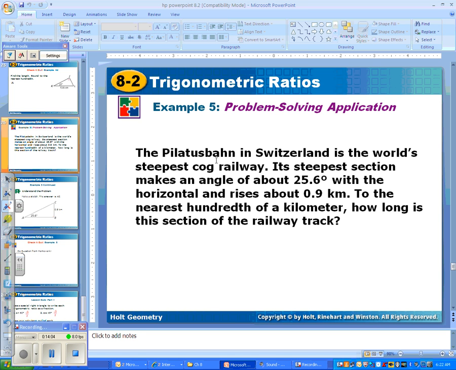The Pilatusbahn in Switzerland is the world's steepest cog railway. Google it. Its steepest section makes an angle of about 25.6 degrees with the horizontal and rises about 0.9 kilometers. To the nearest hundredth of a kilometer, how long is this section of the railway track? We can use trig to solve this, and that's what we'll do in class tomorrow. Thank you. Remind yourself, what is a trig ratio and why do we use it? Why do we need to know it?